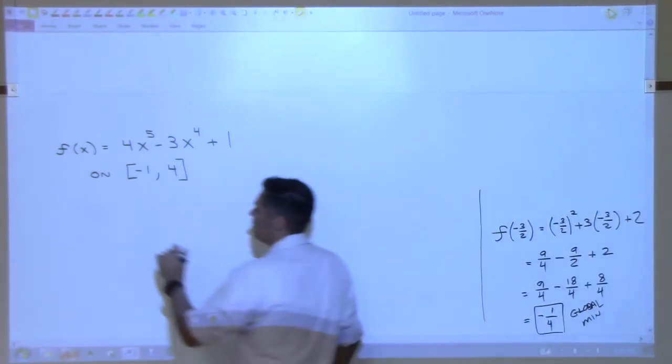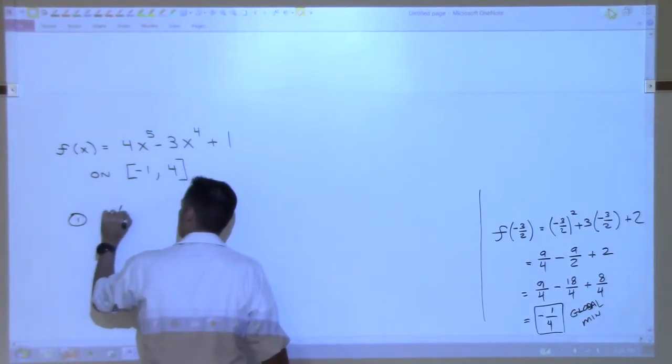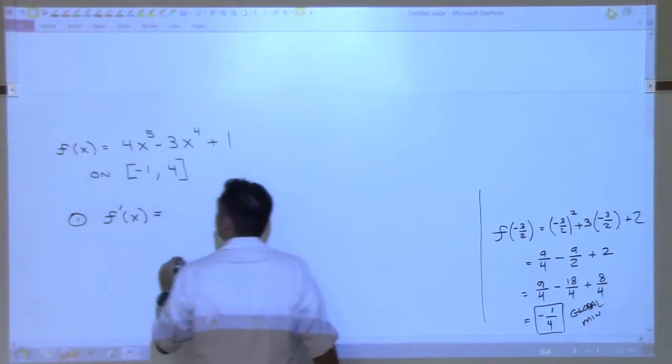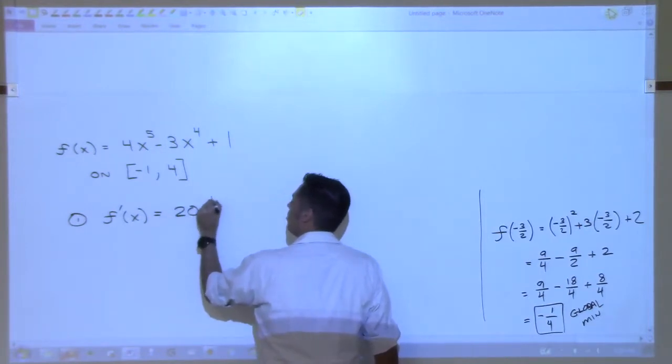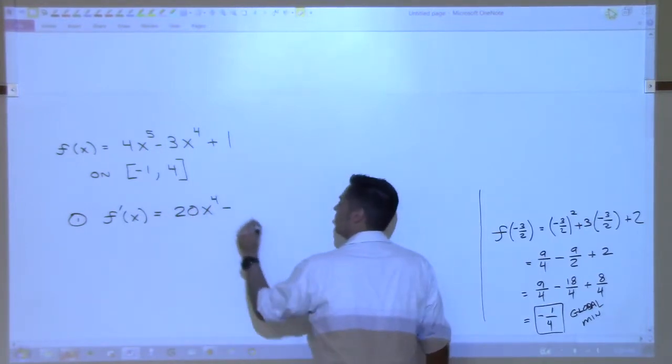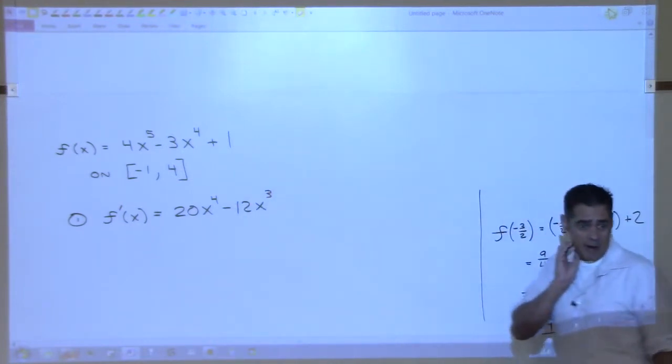So let's take the first step, which is to take the derivative. We're going to need the derivative. Let's just take the derivative to start. How about that? So what is our derivative? 20x to the 4th minus 12x cubed. That's our derivative, right?